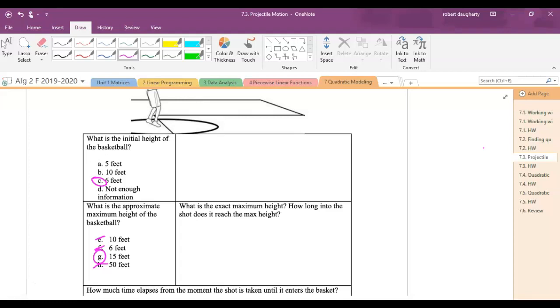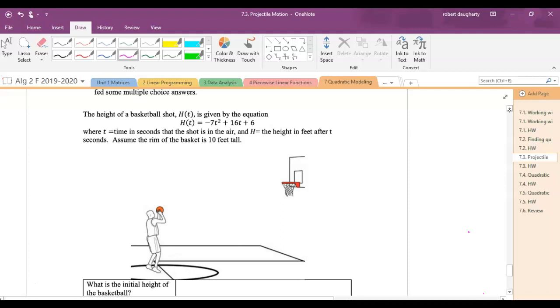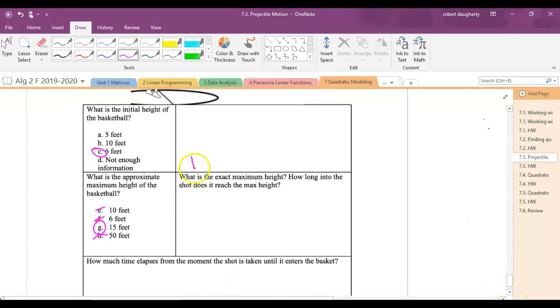How would I figure that out now? It's find the what? Find the vertex, okay? So what was this model? It's negative 7, 16, and 6. So h of t, let's find the exact maximum height. So that means I need to find the vertex. Okay, which way? I can do it manually or I can do it graphically. What do you want to do? Okay, I'm getting both choices.